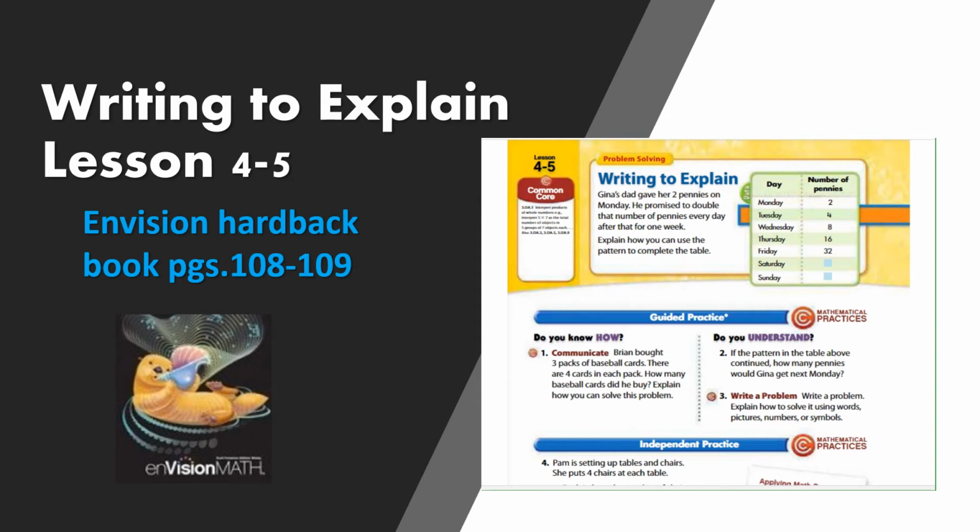If we look at the table to the right, it's telling us that on Monday she had 2 pennies, but when you multiply that by 2 and double that amount, on Tuesday you'd have 4. You double the 4 pennies, multiply by 2, and that makes 8. Multiply by 2 for the 8, and now on Thursday you have 16. Multiply by 2 on Thursday, and finally on Friday, multiply by 2 and you get 32.